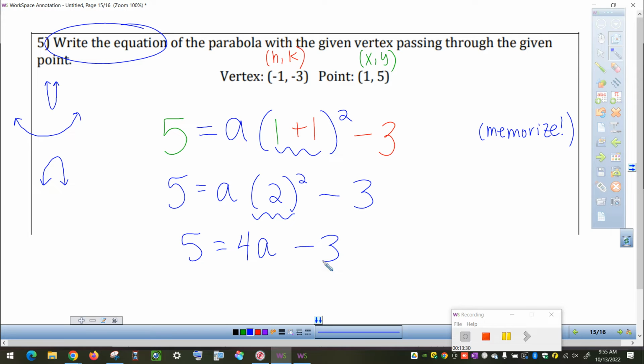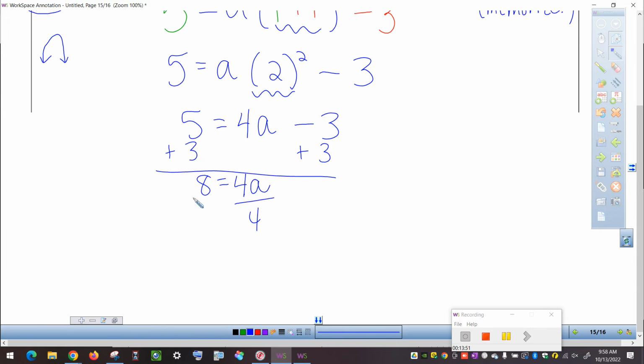Now we have a nice looking linear equation, back to what we did on the first day of chapter 1, where we're just going to get A by itself. So let's go ahead and add 3 to both sides. And we get 4A equals 8. Then we divide both sides by 4, and we get A is 2.